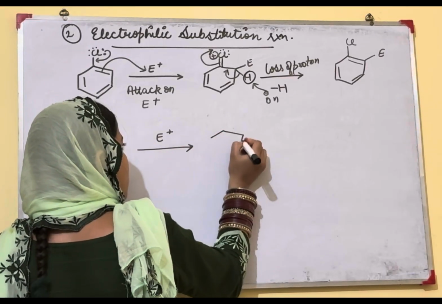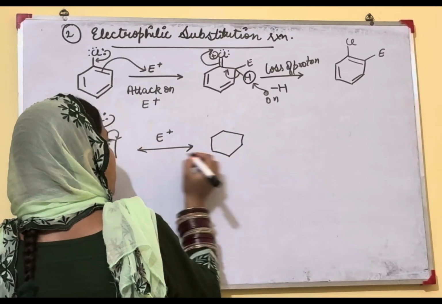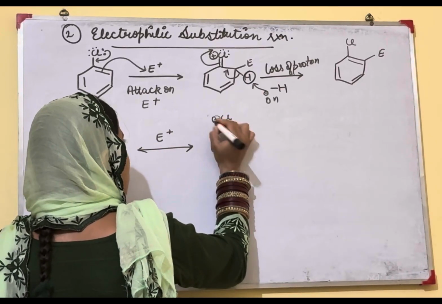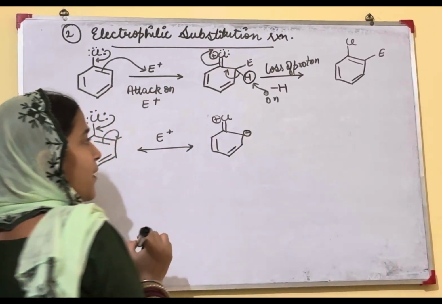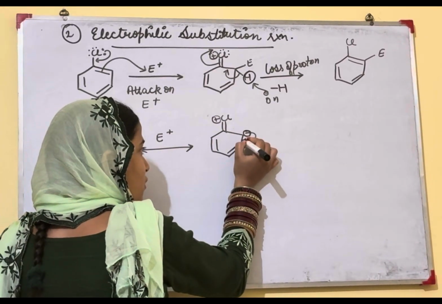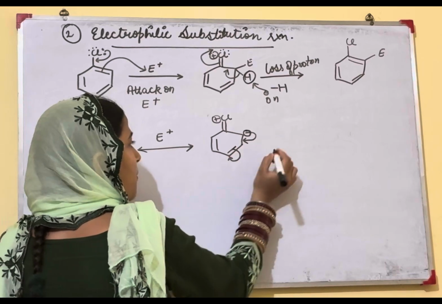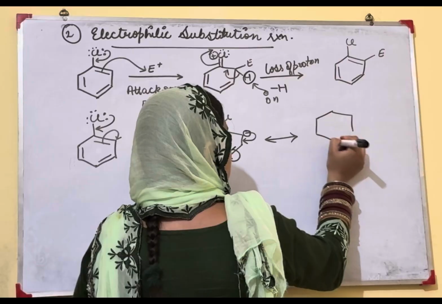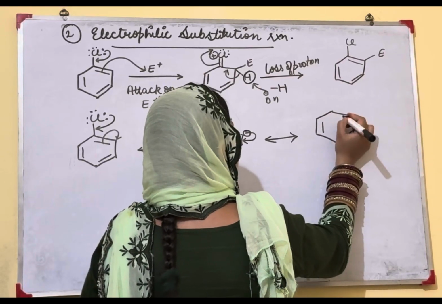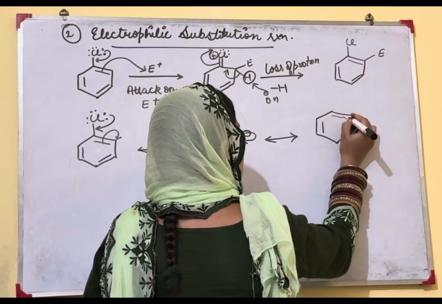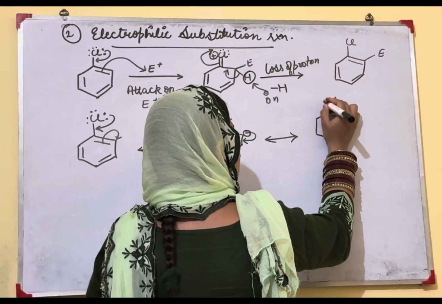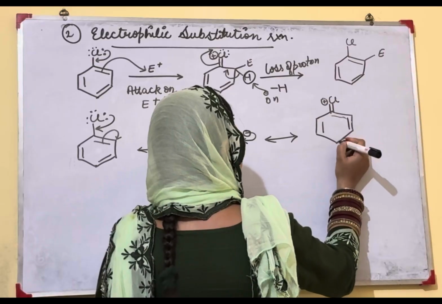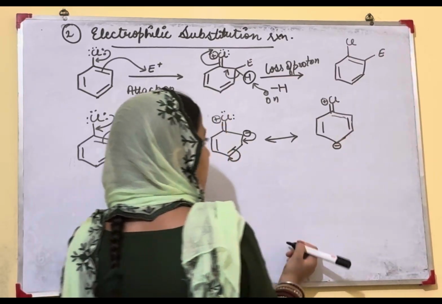Now, what will happen? Here we draw resonating structures. Double bond Cl, here is positive charge. Here we get the negative charge. This negative charge will move here and it will be here. So next negative charge. Next negative charge. Double bond Cl, here is positive. And here will become negative charge.